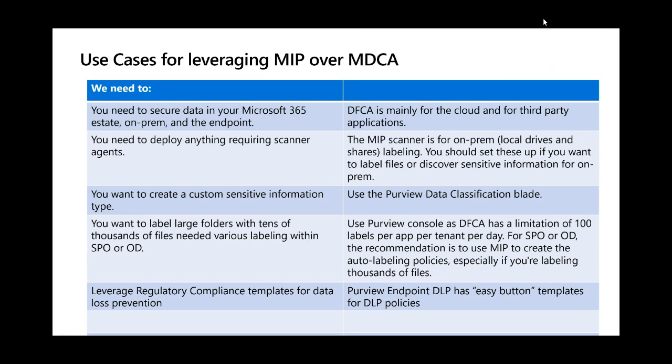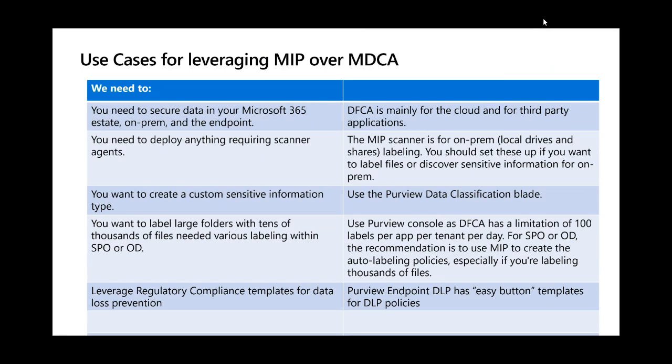You want to leverage MIP if you want to secure data in your Microsoft 365 estate on-prem and on the endpoint. If you need to deploy anything requiring scanner agents, that's going to be a great use case for leveraging MIP over MDCA. As we talked about earlier, if you need to create a custom sensitive information type, you want to use the Purview data classification blade. If you have lots and lots of large folders with tens of thousands of files needing various labeling with SharePoint Online or OneDrive, you're going to need the Microsoft Information Protection product.